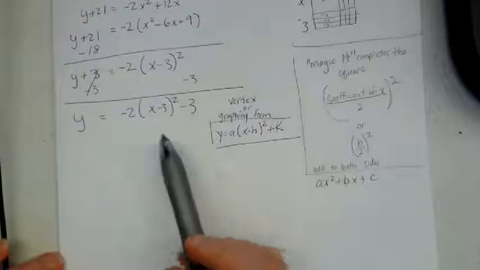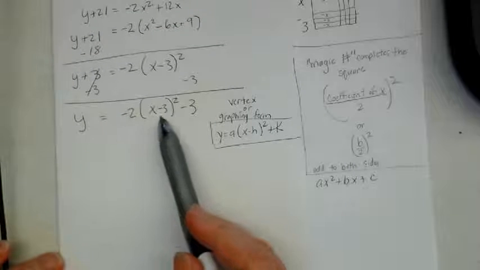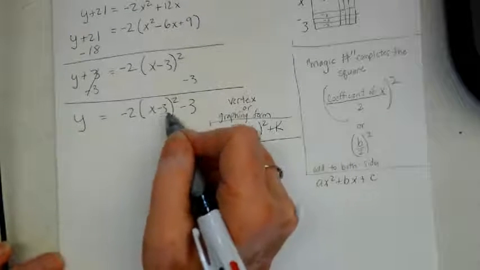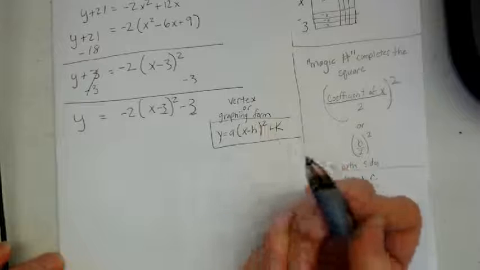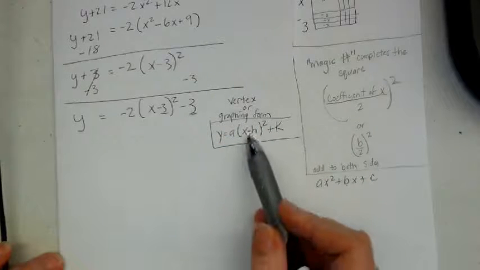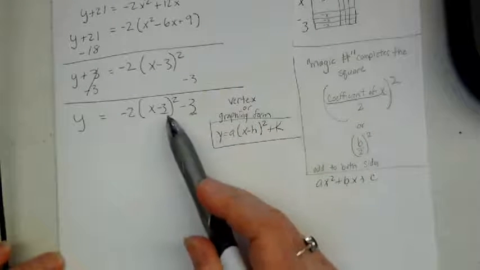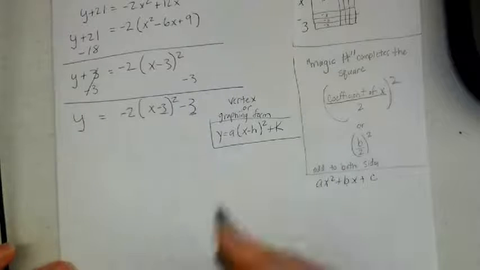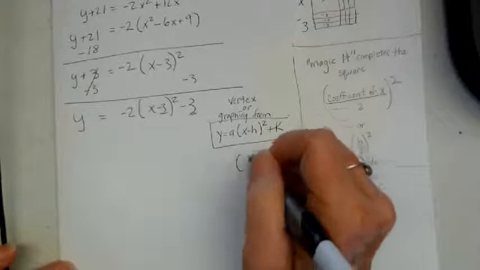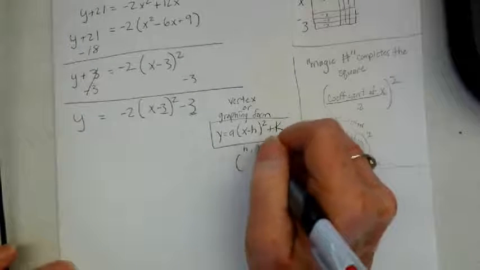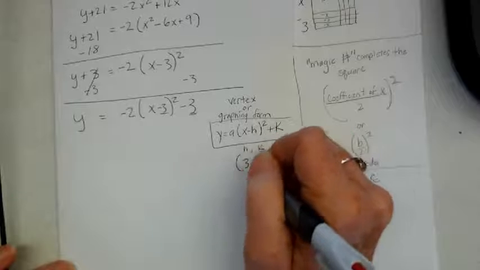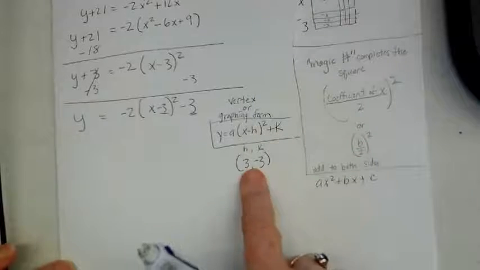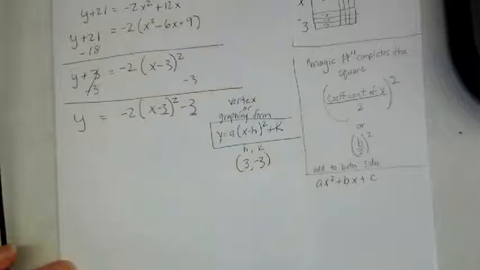So that's my stretch factor. And then this thing here and this one, that's h and k. See, there's already a minus sign there, so h is 3 and k is negative 3. My vertex is at h comma k, so it's going to be 3, negative 3. That's my vertex. I grabbed it right out of here.